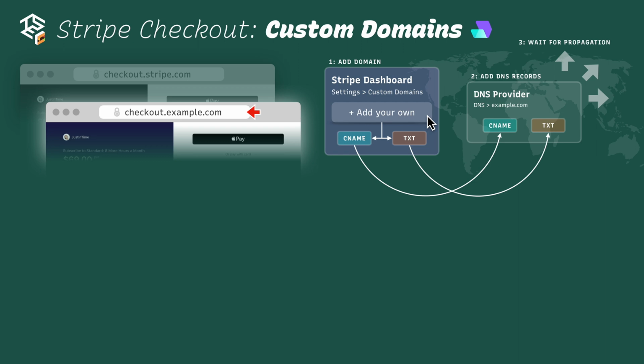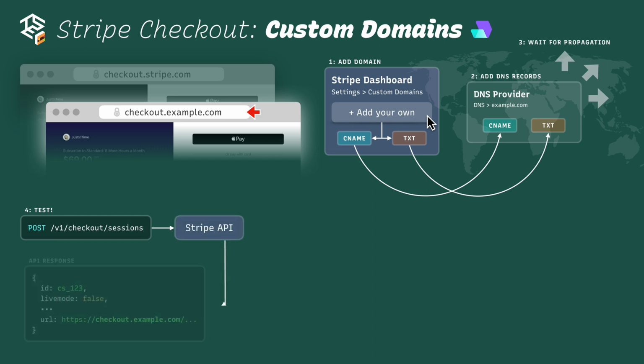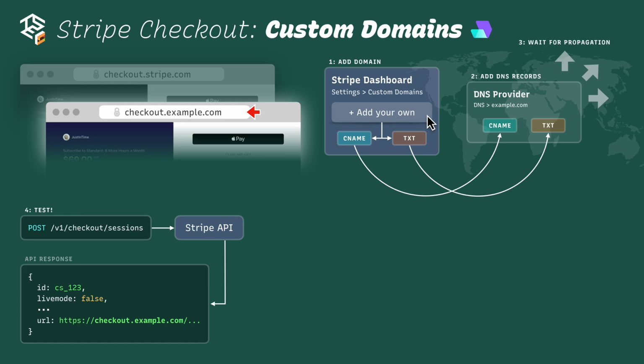Once your DNS records have propagated, and Stripe has indicated it's ready to go, your custom domain will be active in test mode immediately. The next step is to test your custom domain in test mode to confirm it works as expected. Tell the Stripe API to create a checkout session, and then check the URL parameter in the response. If the URL is using your custom domain, that means setup was successful. You should visit the URL in a browser to make sure everything works as expected. If you don't see your custom domain in the URL parameter, or visiting the URL doesn't work as expected, check the dashboard for next steps.